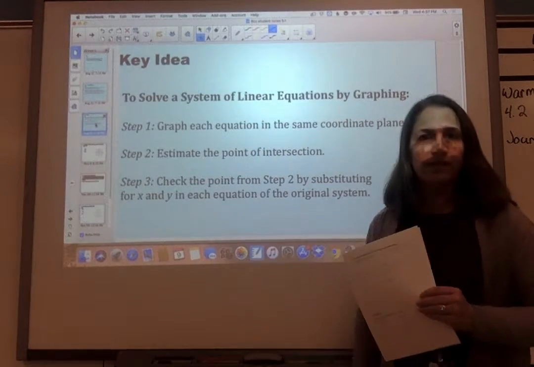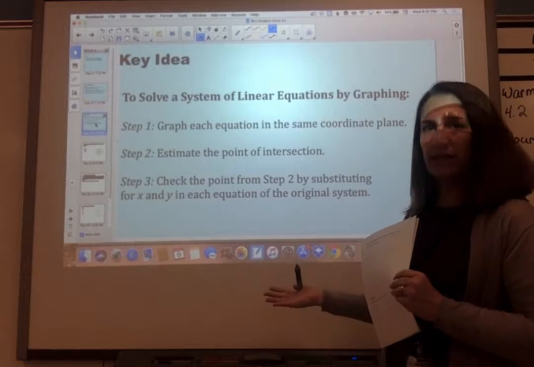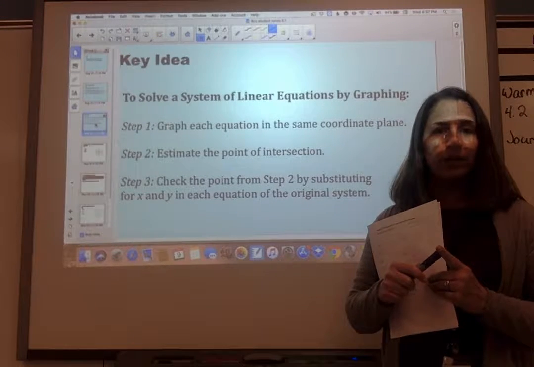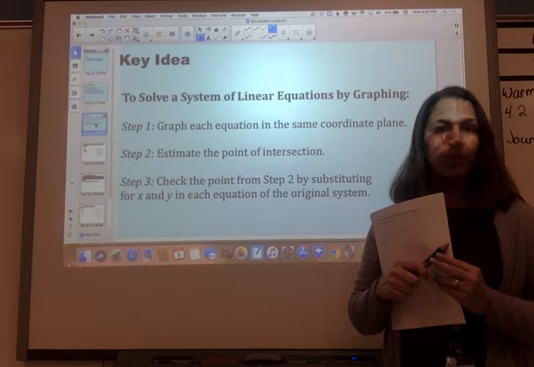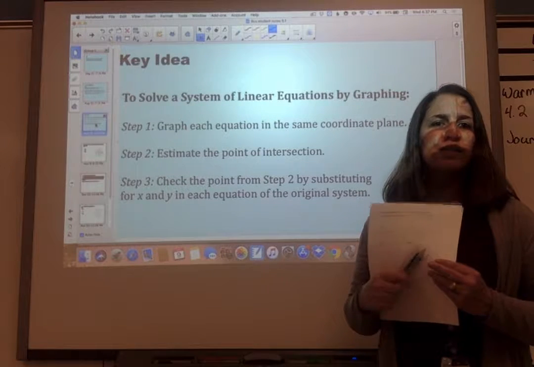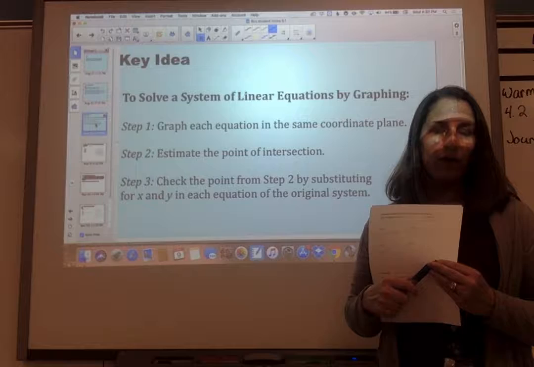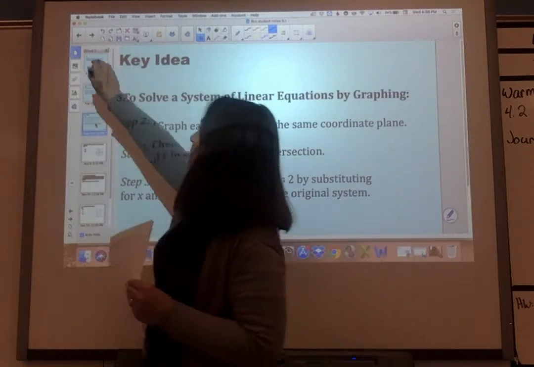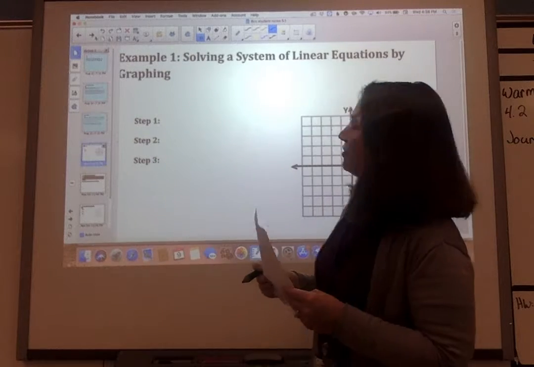So we're going to solve a system of linear equations by following these three steps. We're going to graph the equations in the same coordinate plane. We're going to estimate the point of intersection. And then we're going to substitute the value that we found for that point back into the original equations. So let's go ahead and try that.